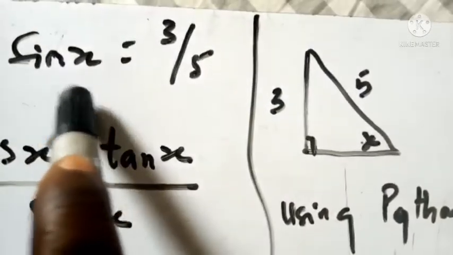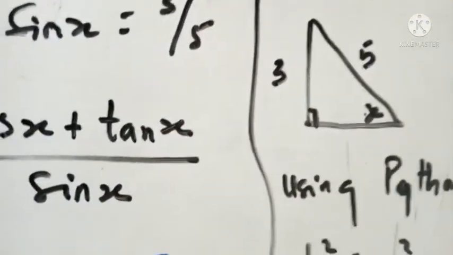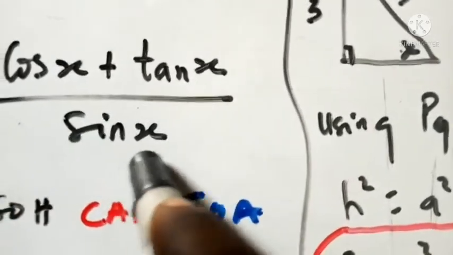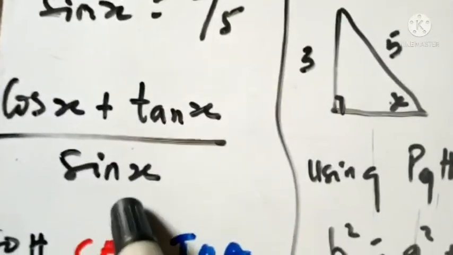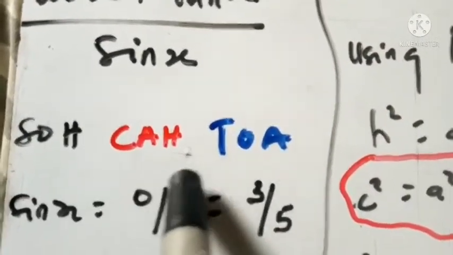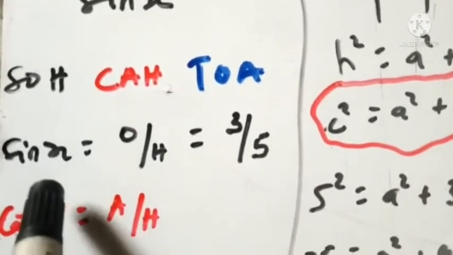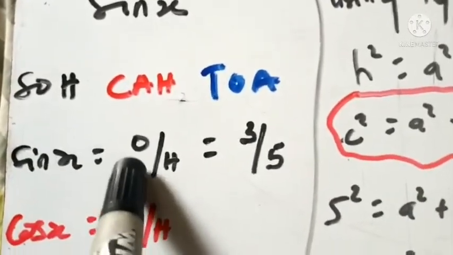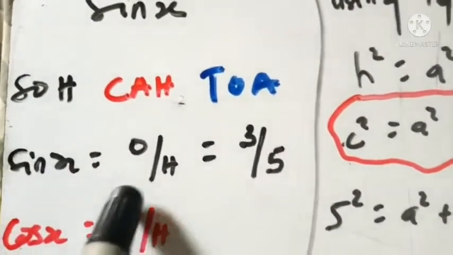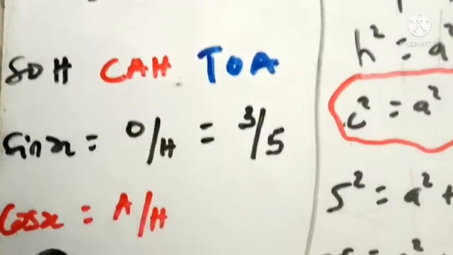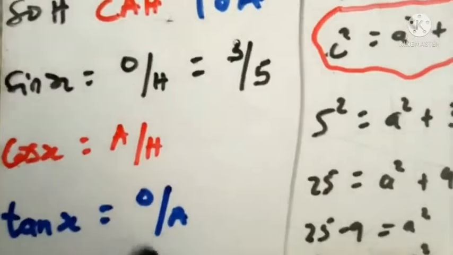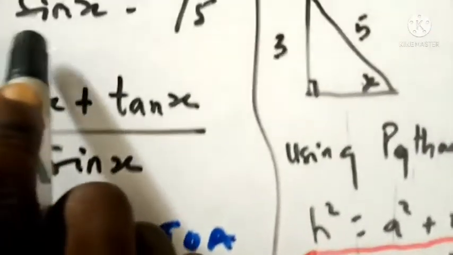One of the questions says that sine s is equal to 3 over 5, and they are asking you to evaluate cos s plus tan s divided by sine s. So you are given this and they are asking you to find this. What you are going to use here is SOH CAH TOA, which tells us that sine of the angle is equal to opposite over hypotenuse, cos is adjacent over hypotenuse, and tan is opposite over adjacent.